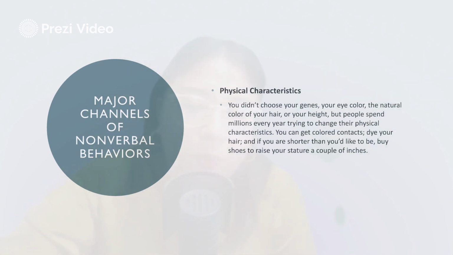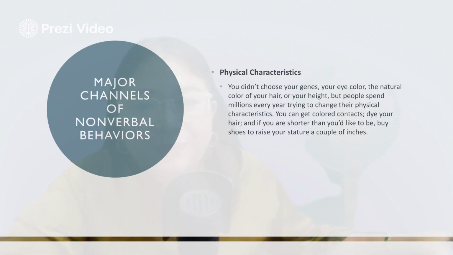Definitely when it comes to physical characteristic, we cannot change our genes, even though we wish that our eyes would be blue, green and everything, but because we are Asian, usually we are going to have dark brown eyes, for example.